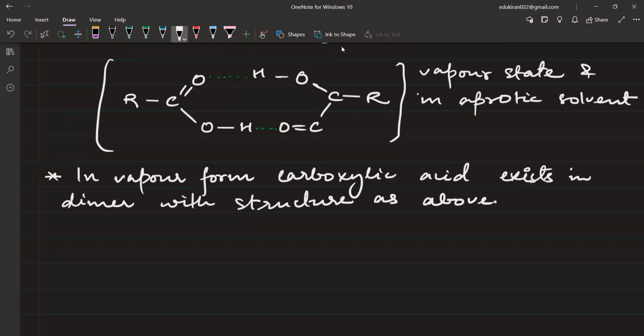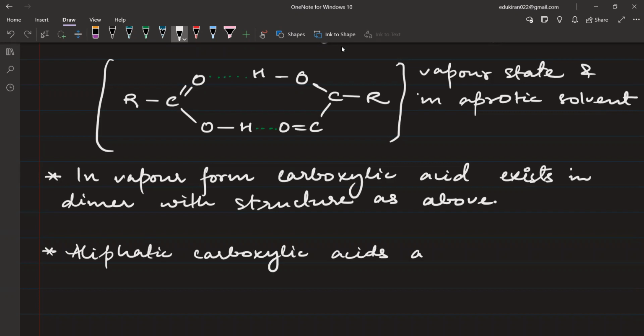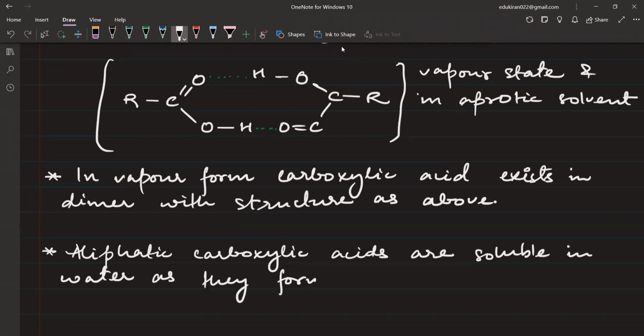Now, right next, regarding the solubility of carboxylic acid. Aliphatic carboxylic acids are soluble in water as they form hydrogen bond with water.